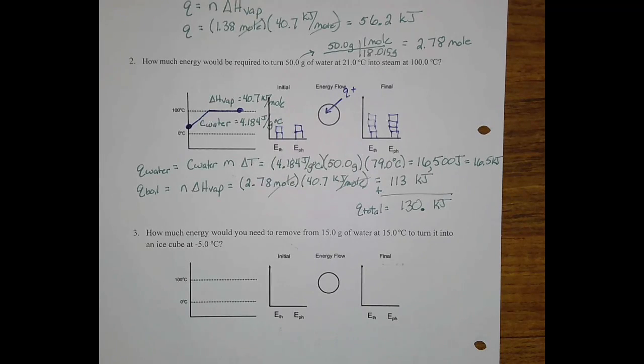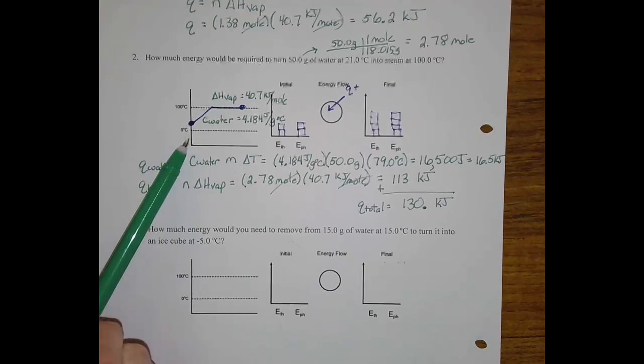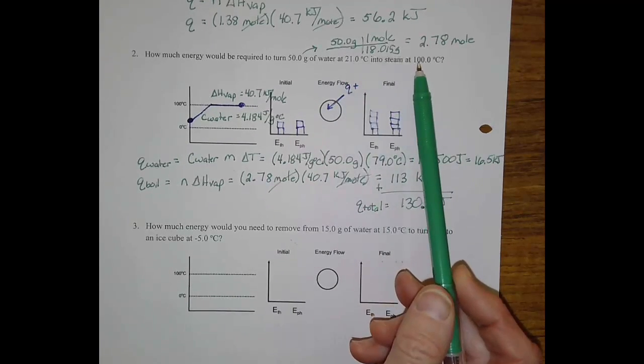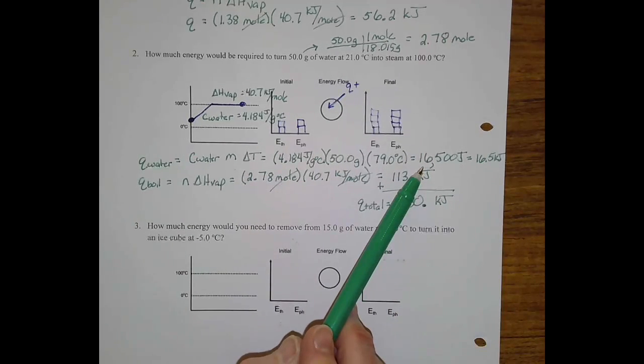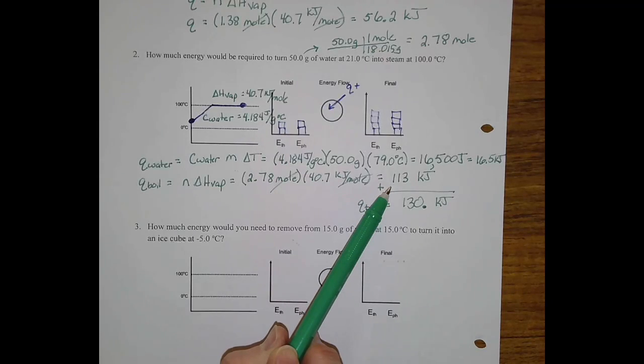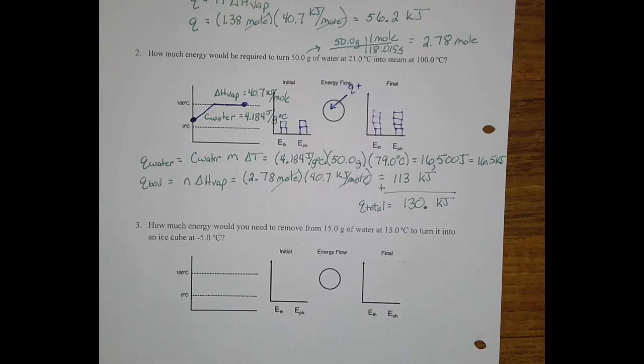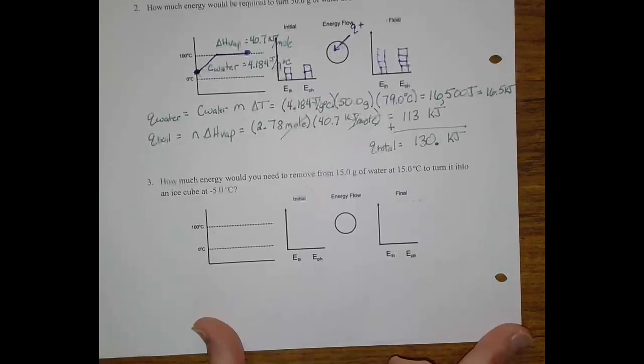The most important piece of advice I have for you working these problems is always draw the heating cooling curve. If you don't draw the heating cooling curve, you miss things. You just see 21 degrees, 100 degrees, and you end up only doing this part of it, when the vast majority of the energy actually came from the part where you had to vaporize it. So don't try to do this without sketching a heating cooling curve first. It's very easy to forget steps if you skip it.